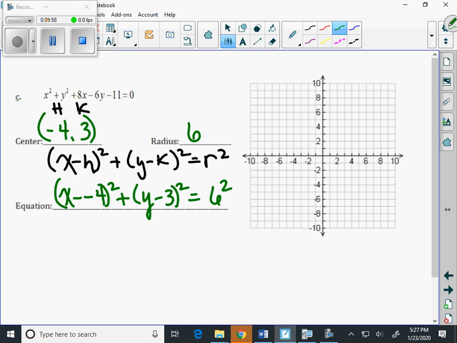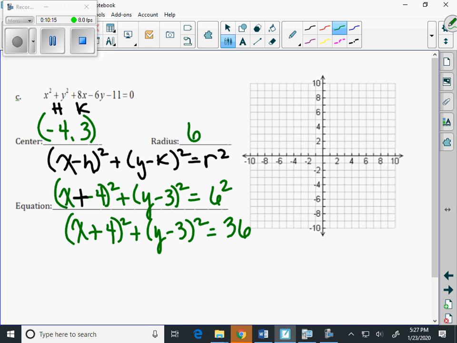And then we can make this look a little bit better with the double negative as a positive. And we get (x plus 4) squared plus (y minus 3) squared equals 36.